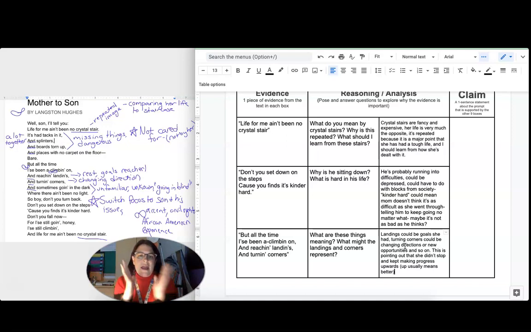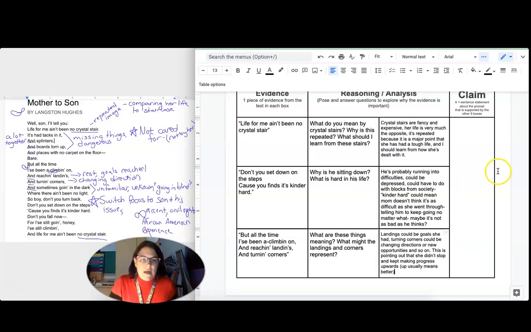So now I have specific pieces of evidence directly from the text. I have questions that I thought about, like, what is this pointing out to me? Why should I be paying attention to this? And then I have some answers. So now they're fancy and expensive. Her life is the opposite. It's repeated. He's probably running into problems. She's telling him not to give up, and that there's goals.